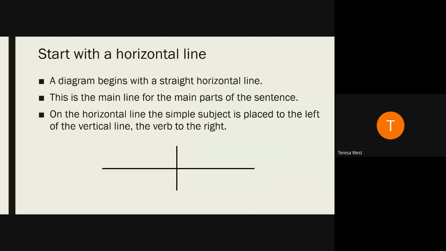On the horizontal line, the simple subject is placed to the left of the vertical line and the verb to the right. An example would be: lions run. That's a sentence. Lions is our simple subject, so we place it to the left of the vertical line, and run is the verb, so it's placed on the right.